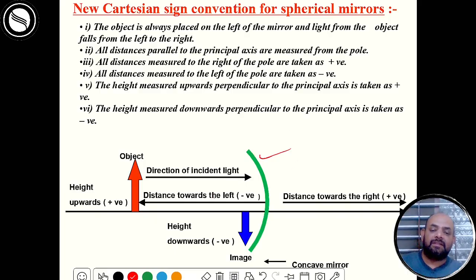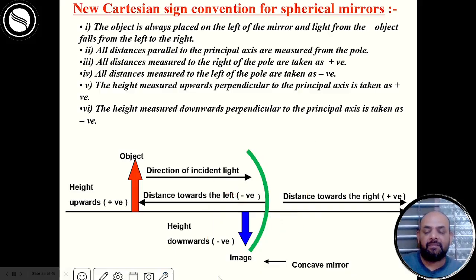Positive only in the sixth situation, when you place the object between pole and focus. In that case, the image will form behind the mirror. In that case, this length which we are measuring will be positive. So like this, we have to decide which measurement we have to take as positive and which we have to take as negative.